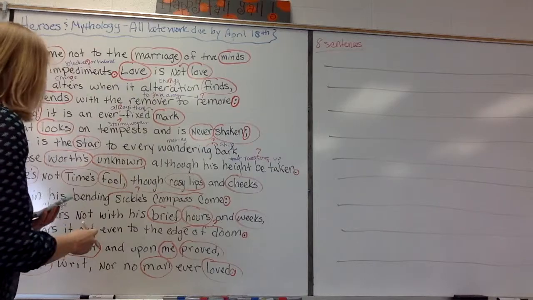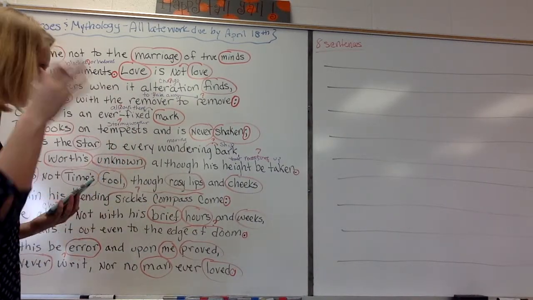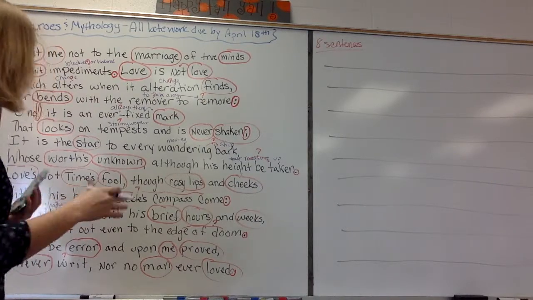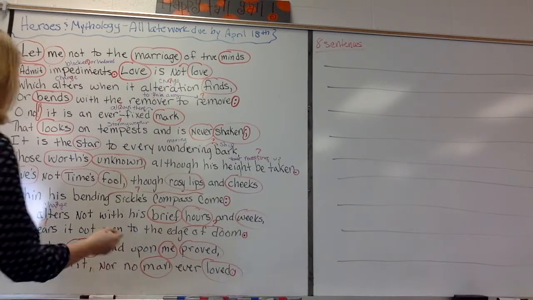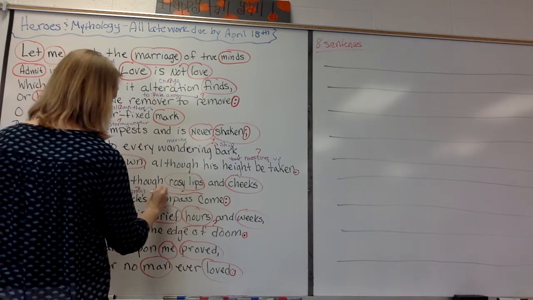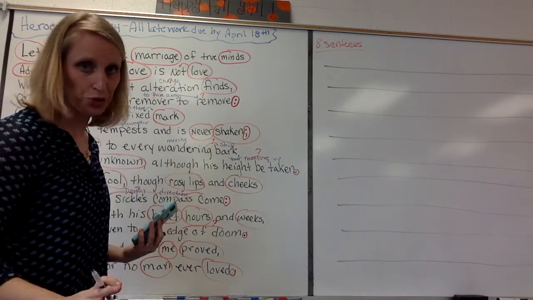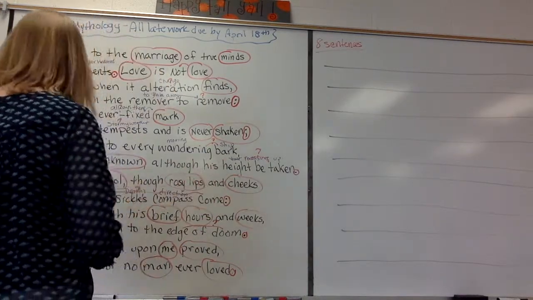So a sickle, I know what that is, bending his sickle, and then a compass. Well, a compass tells me what direction to go: north, south, east, west. So bending his sickle. So which way death is coming? All right, so death's direction. Keep in mind, this is the hardest one you're going to do. That's why I'm doing it. All right, so let's continue on.